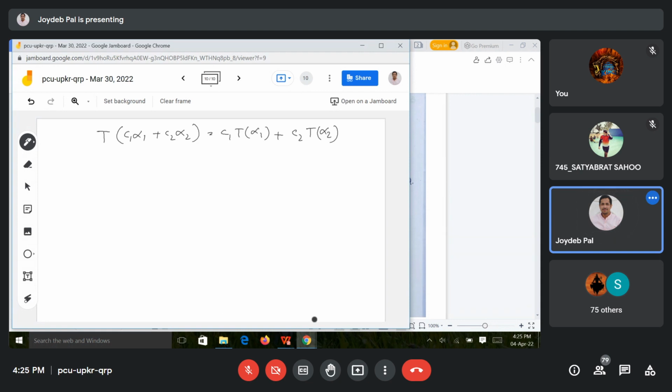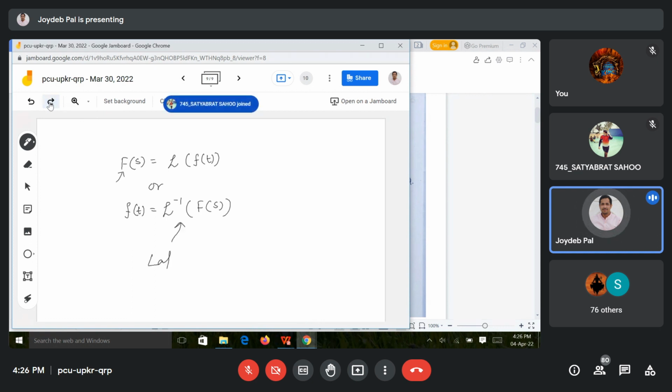In any case, in vector space also, anywhere, that is the general case of linearity. So T of (C1 alpha 1 plus C2 alpha 2), where C1 is a constant and C2 is another constant, is equal to C1 T(alpha 1) plus C2 T(alpha 2). That is called the linearity property of the function T. Now here also the Laplace transform follows the linearity property.